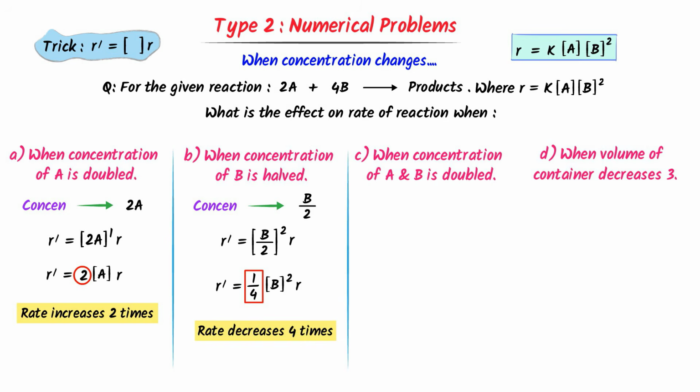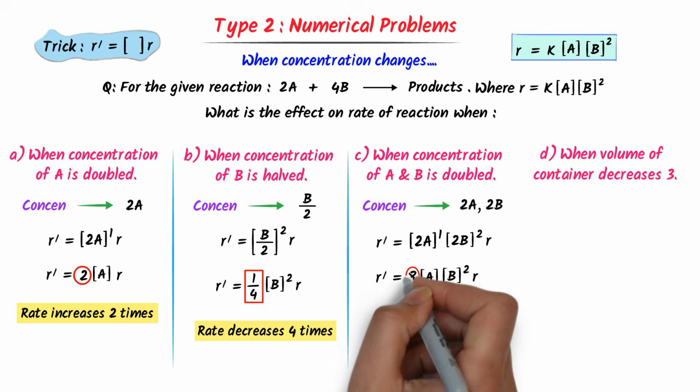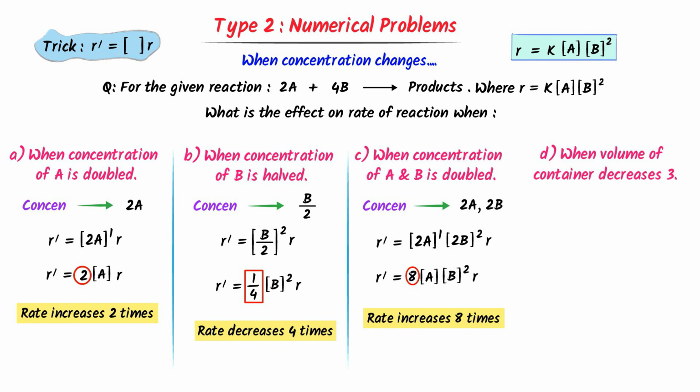In the C part, the concentration of both A and B is doubled, or it is 2A and 2B. I write R dash is equal to 2 times concentration of A, the power is 1, into 2 times concentration of B, the power is 2, into R. After calculation, I get this result. Thus the rate of reaction increases 8 times when the concentration of both A and B is doubled.